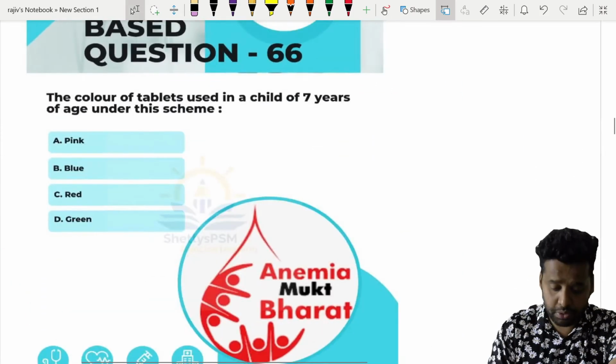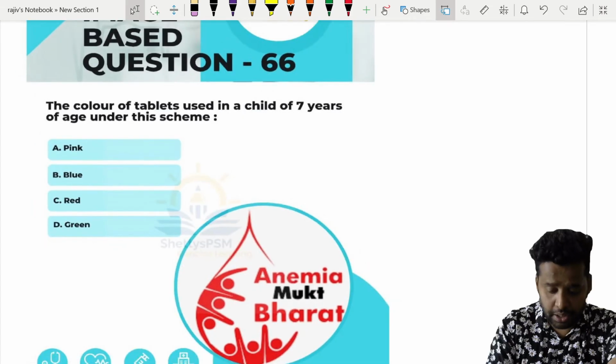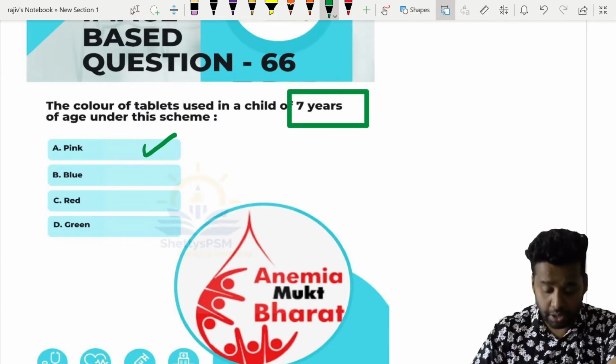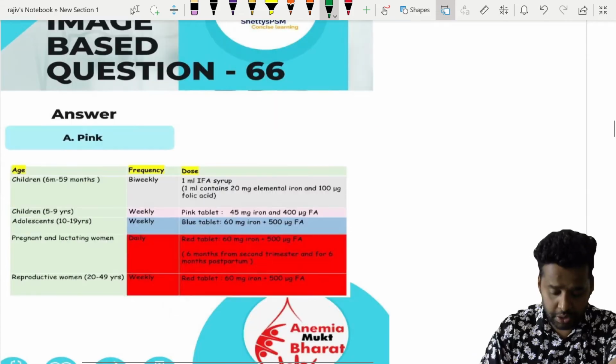What is used in Anemia Mukt Bharat for a child of 7 years age? What is the color of the tablet? Any guess? The color of the tablet used is pink color tablet. Anemia Mukt Bharat, you should know the guidelines.